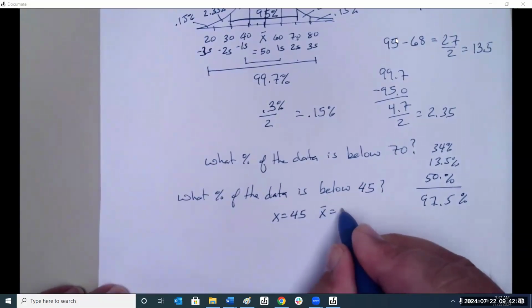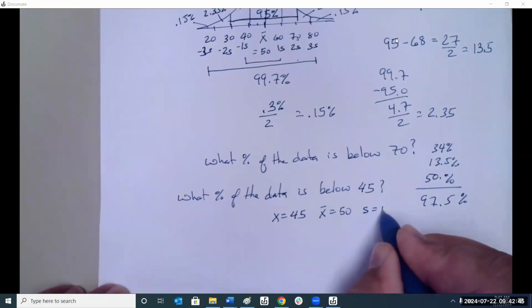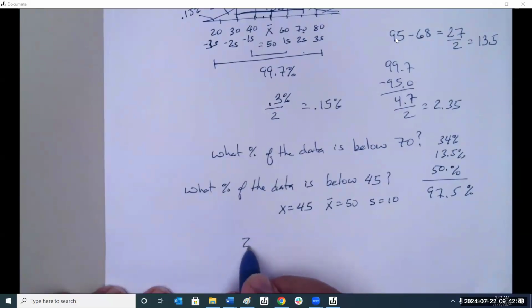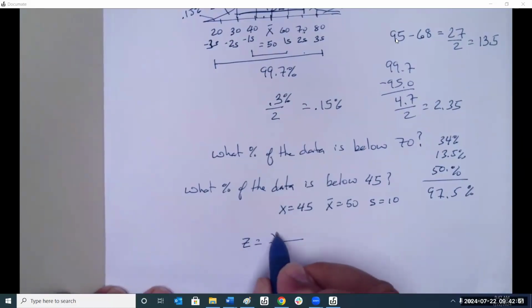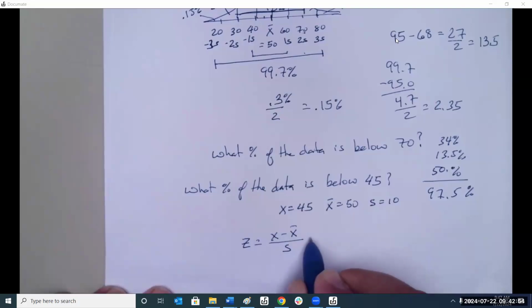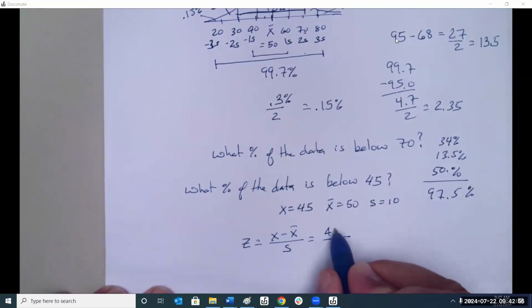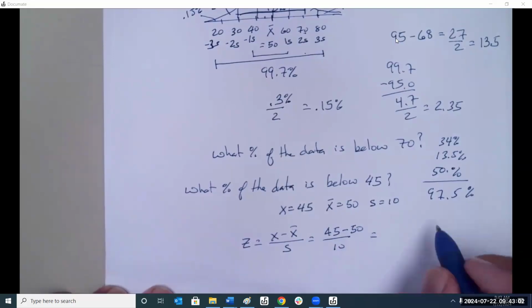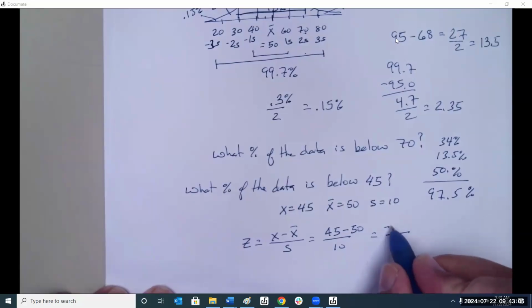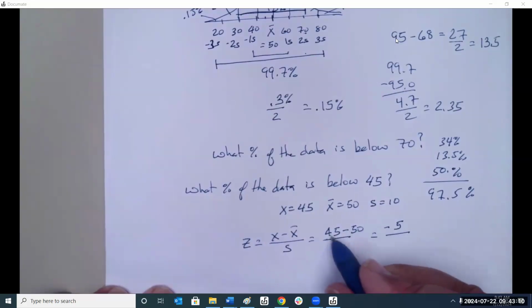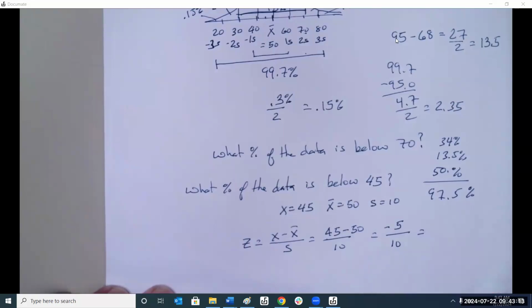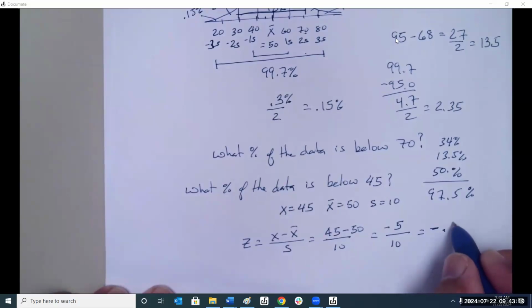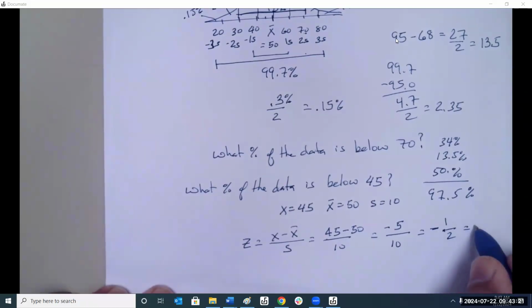We know that the mean is 50 and the standard deviation is 10. So we plug it in our Z formula: X minus X bar over S. 45 minus 50 over 10. 45 minus 50 is -5, because 50 is bigger than 45 and it's negative. Negative 5 divided by 10 is -1/2, which is -0.5.